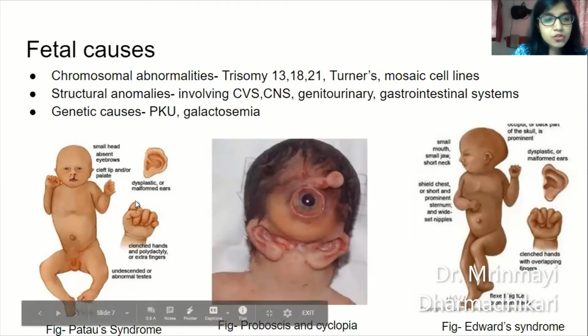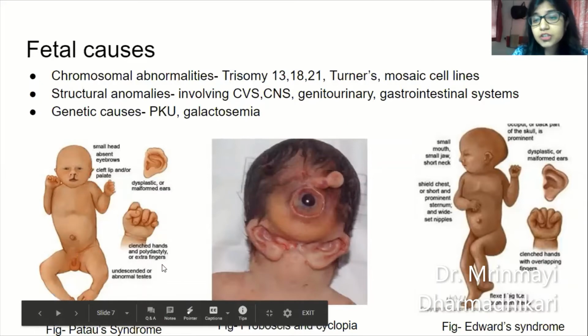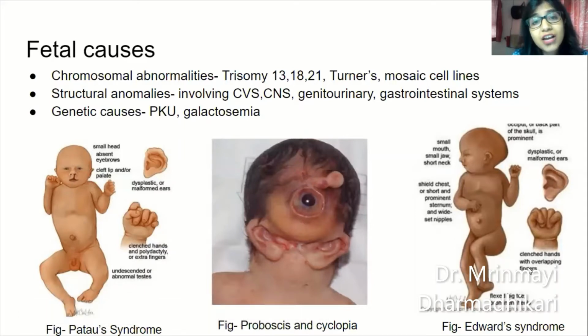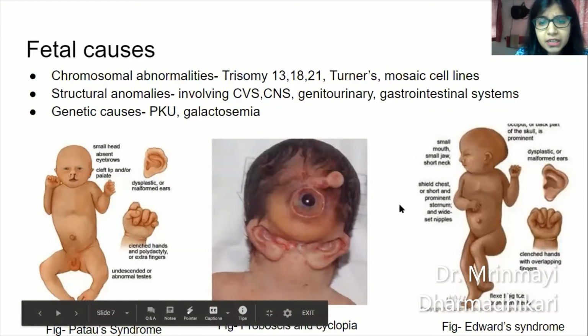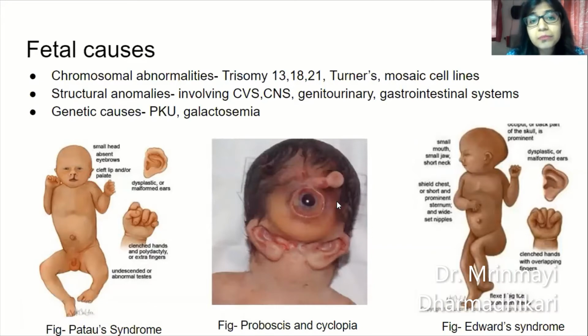So as you can see, Patau syndrome has a very high association with intrauterine growth restriction. Similarly, even Edwards syndrome is characterized by growth restricted fetuses as compared to trisomy 21. In the middle picture, you can see a proboscis and cyclopia, very typical of holoprosencephaly seen in Patau syndrome.